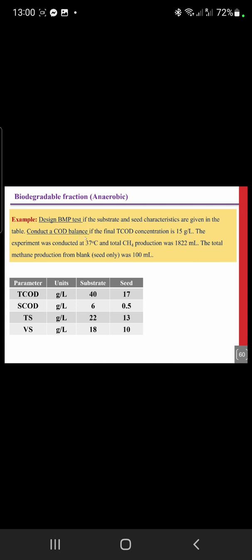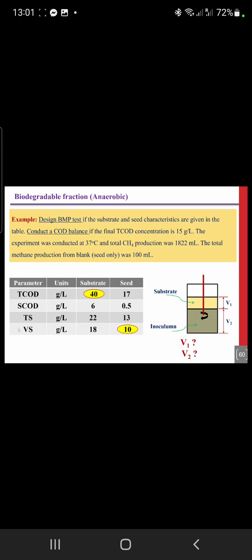So it says conduct a COD balance if the final TCOD concentration is 15 grams per liter, and the experiment was conducted at 37 degrees Celsius, again mesophilic condition, and the total methane production was 1822 milliliters, and the total methane production from the blank, or the seed, was 100 mL. Okay, so we are given this table. We're trying to design a BMP test now. First of all, what we're interested in is how much of the substrate and microbes, the seed or the inoculum, we need to put in order to do the BMP test.